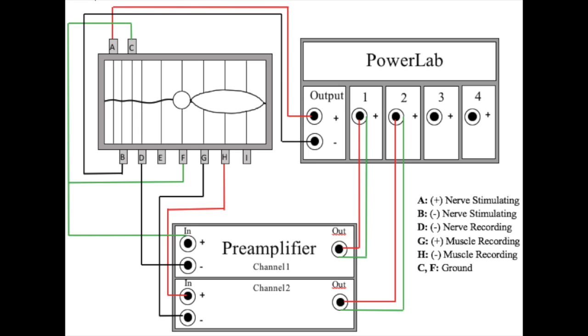We harvested the frog's sciatic nerve and gastrocnemius muscle and placed it in the nerve chamber. The compound action potential, or CAP, was recorded monophasically, and the compound muscle action potential, or MAP, was recorded biphasically.